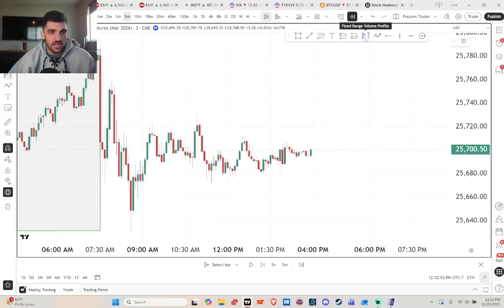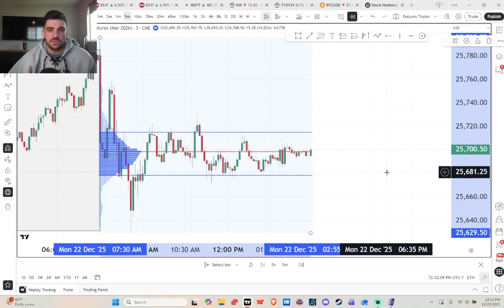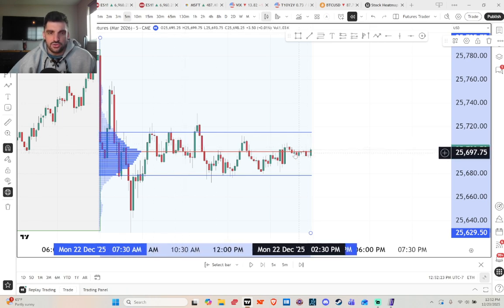So if you use a fixed range volume profile, you can take a session and you can see where the bulk of transactions were actually done on that individual session. In between the blue lines is what is considered the value area. That is where 70% of all transactions happened. The red line is the point of control, or the highest volume node in that specific session or for your fixed range volume profile.